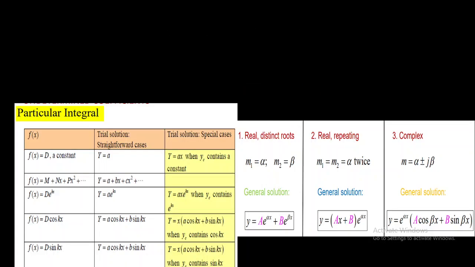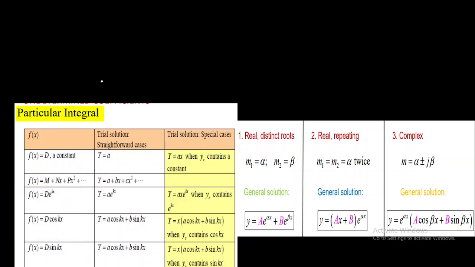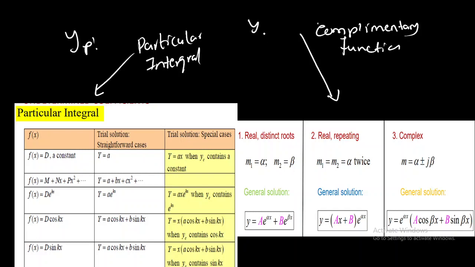You can see that we have two pictures extracted from slides. The first one represents your particular integral, and the second one represents your complementary function. So this is your yp, and this is your yc.